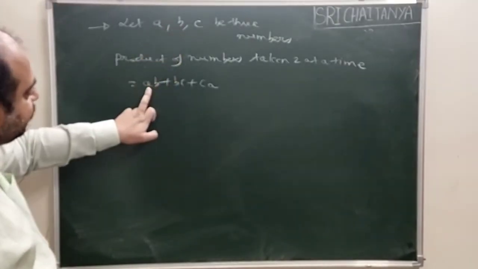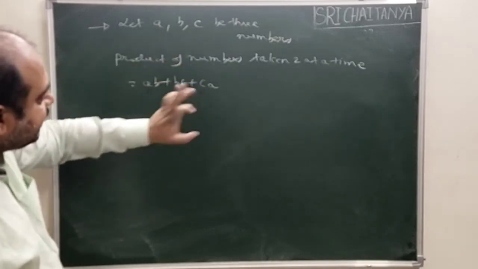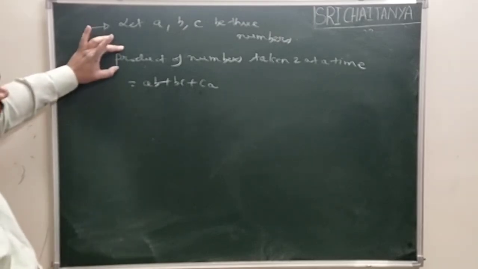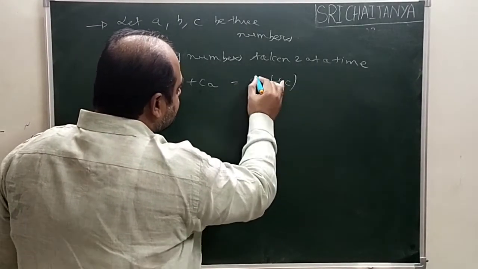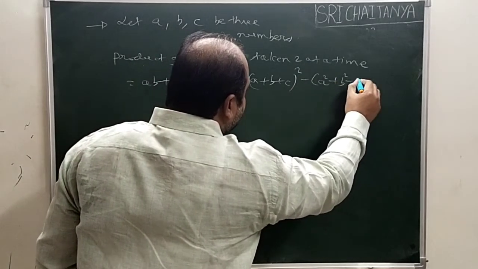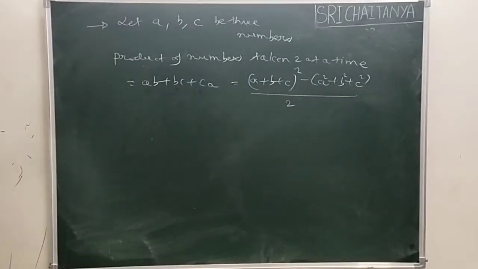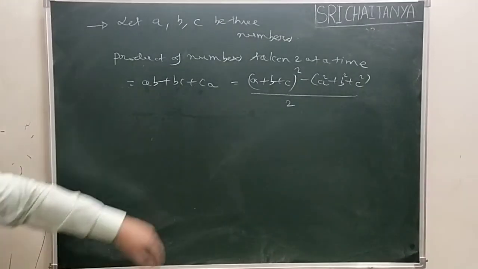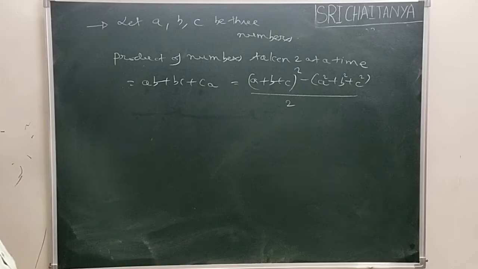AB I have taken and multiplied, this is the product. BC I have taken, multiplied, this is the product. AC I have taken and multiplied, this is the product. Whenever you want to calculate the product of numbers taken 2 at a time, you write like this. This is nothing but the sum of the numbers square minus the sum of their squares, divided by 2. This is how to calculate. If you know the sum and the sum of squares, then you can find it.